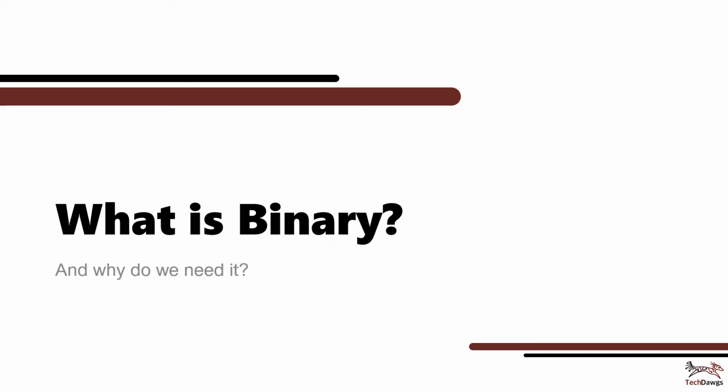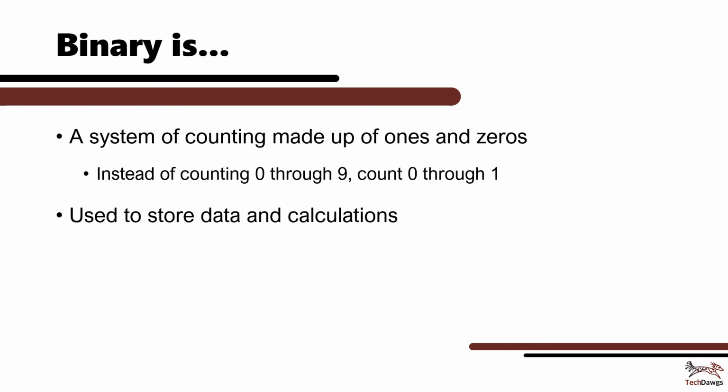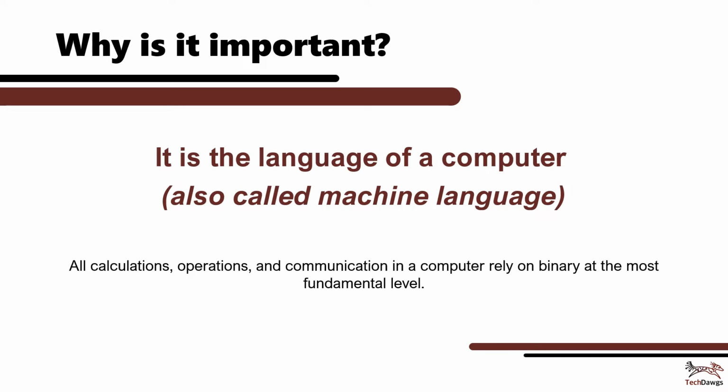Let's start with the big question. What is binary, and why do we need it? In the field of computing, binary is a counting system made up of only ones and zeros. In everyday life, we think of the standard counting system as including numbers 0 through 9. However, the binary counting system only has two numbers. Computers store data and calculations as strings of binary numbers. In those cases, 1 means on or true, and 0 means off or false. It is important to know and understand binary because it is the language of computers, also known as machine language. That is why all calculations, operations, and communication within a computer rely on binary at the most fundamental level.